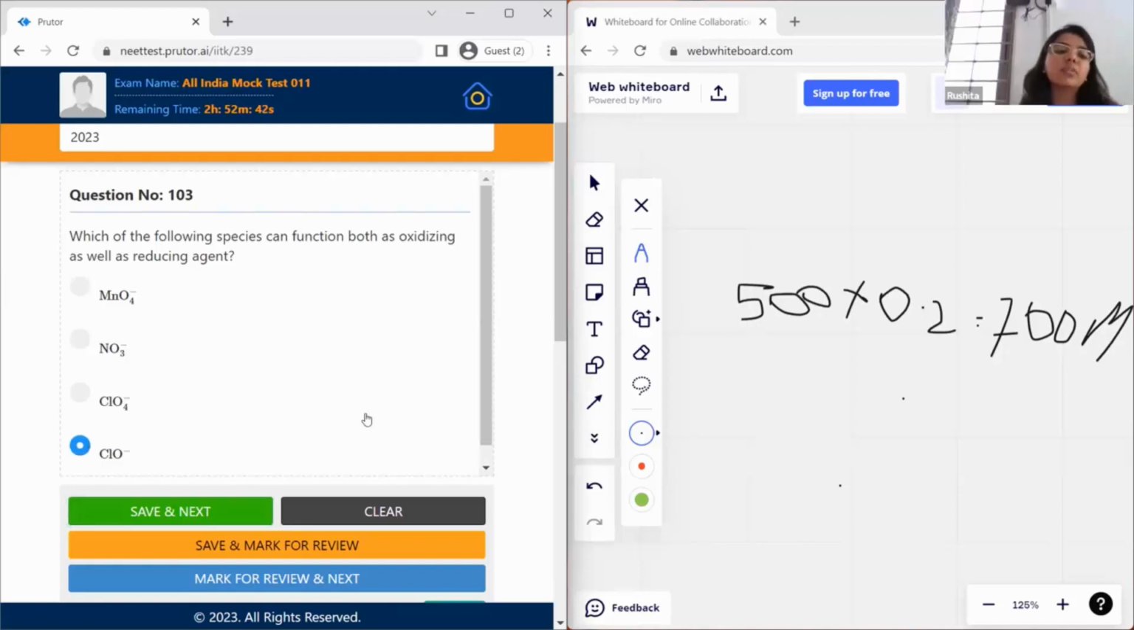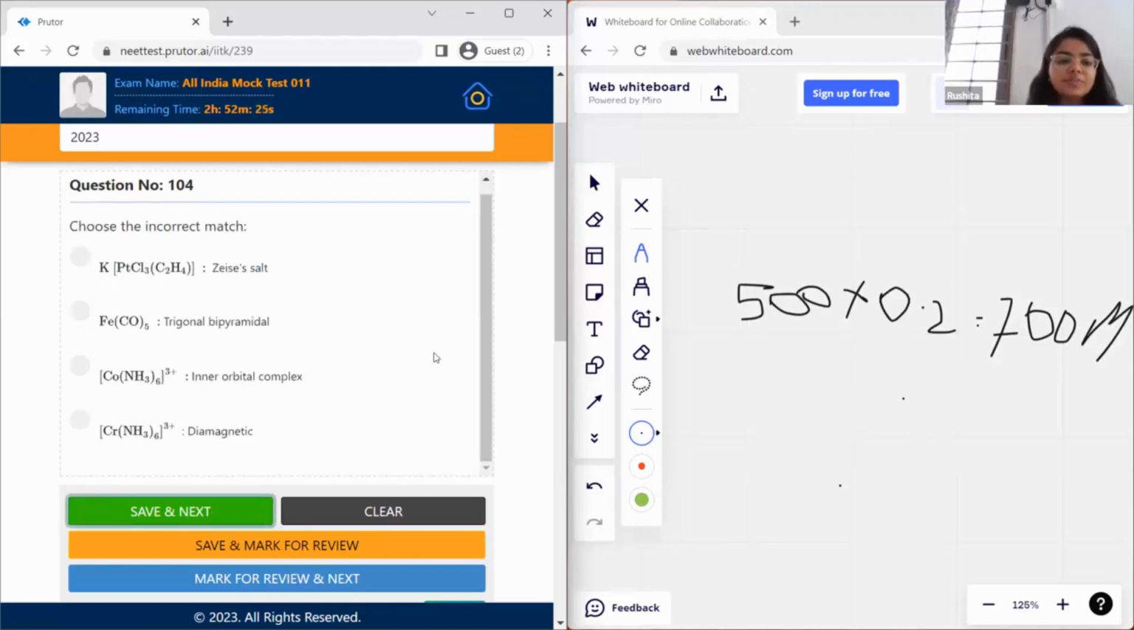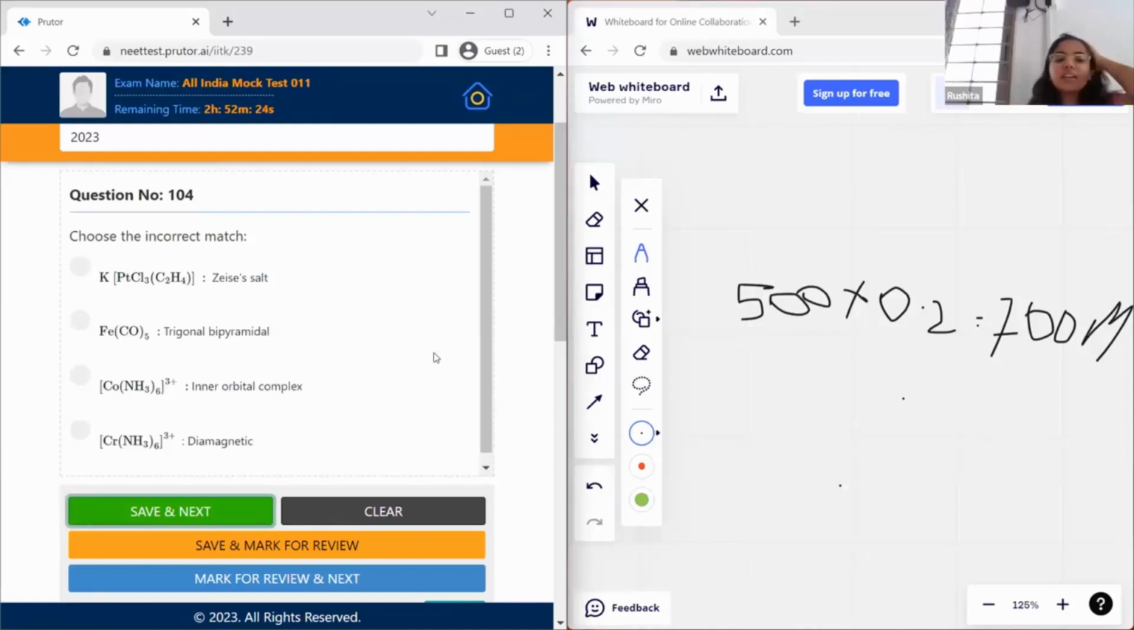The only takeaway from this one is if the metals are present in the highest possible oxidation state, then they won't act as both the agents. Otherwise, they would. Okay. So this is an inorganic question again. So you need to know the theory here. There is no logic. So the formula of the salt is this. So this is correct.